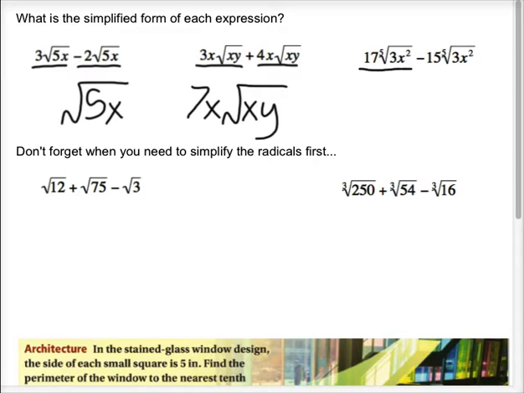Then this one, 17 fifth roots of 3x squared minus 15 fifth roots of 3x squared. So in this case, both have an index of 5, both have a radicand of 3x squared, so these are in fact like terms. So we're going to take the 17 minus the 15 to get 2, and then everything about the radical stays exactly the same.